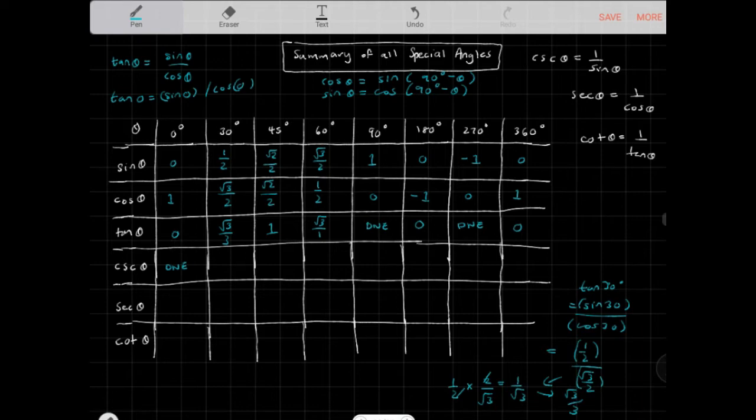Secant, however, is the reciprocal of cosine, right? So pretend that this is 1 over 1, so for secant, you just flip it, so you'll get the same value, it's 1. Okay, guys? Right? Cotangent doesn't exist, right?